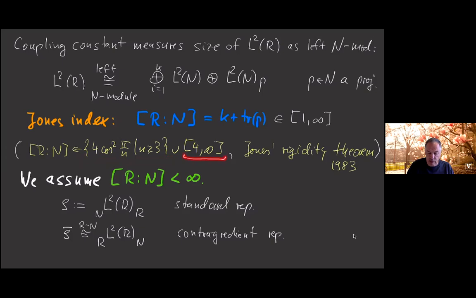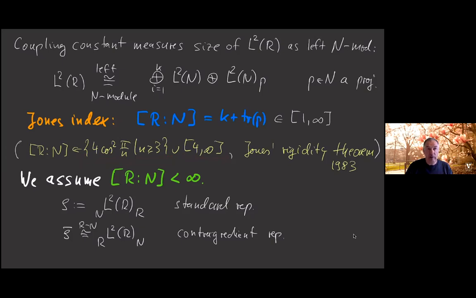And then above 4, any number can appear. This is the famous Jones rigidity theorem that he proved in 1983, right? So this was a big surprise, and Masamichi, for instance, was one of the first people who learned about it, and he was also blown away by the result. I mean, it's absolutely surprising for anybody who worked in von Neumann algebras at the time.